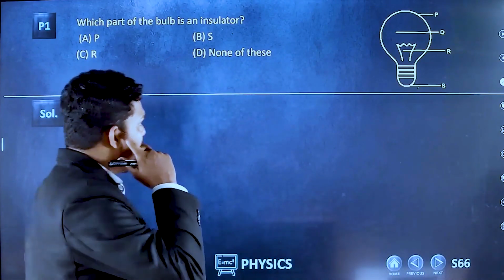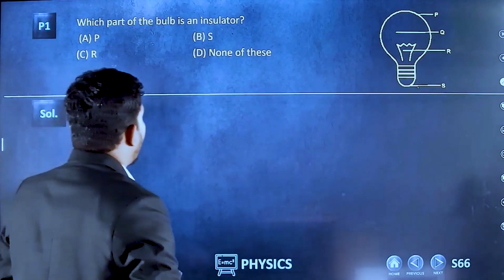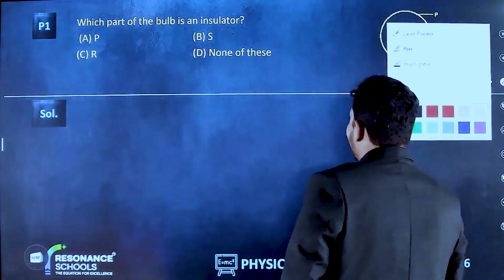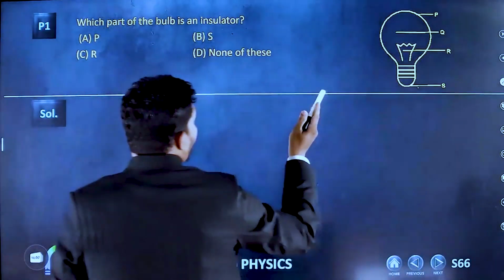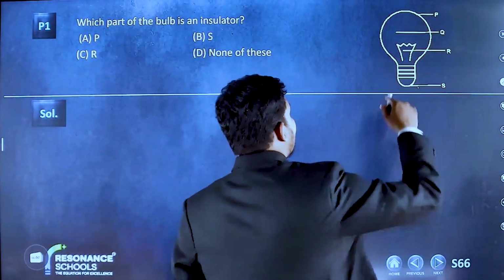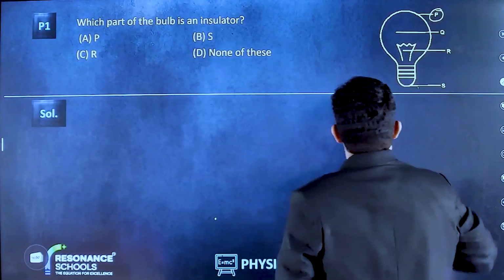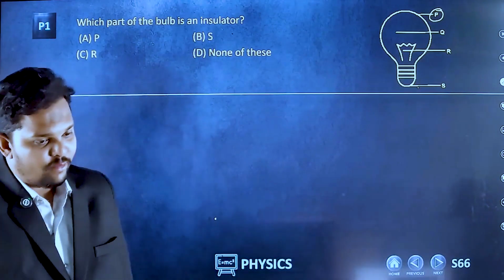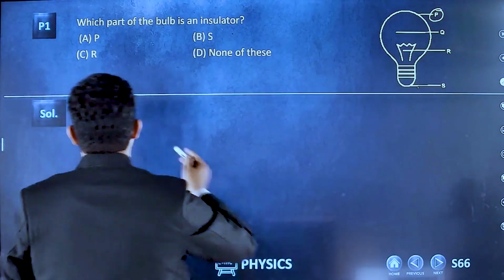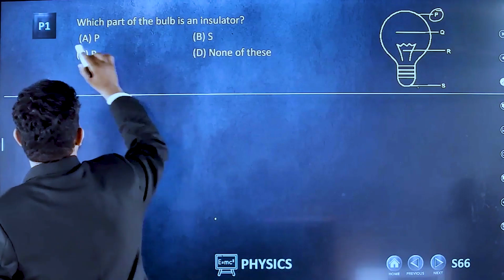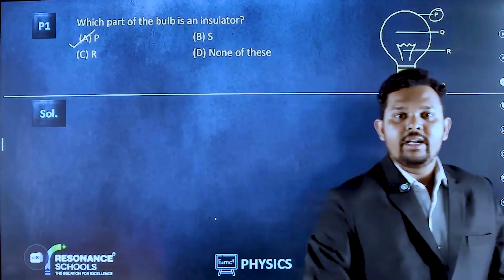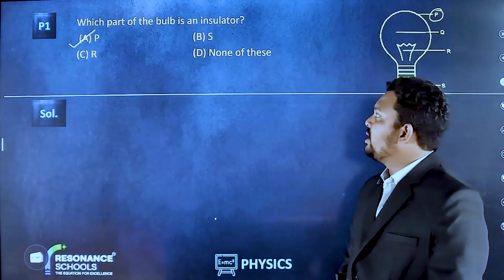So let's go with this case now. Which part of the bulb is an insulator? So good, so easy, so simple a question here. We are able to see this. Obviously this part is basically taken as an insulator. Everyone knows this part, right or wrong? So yes, of course. Therefore the answer P is correct, and the option relating to this part is option A. Hence your option A is the correct answer.